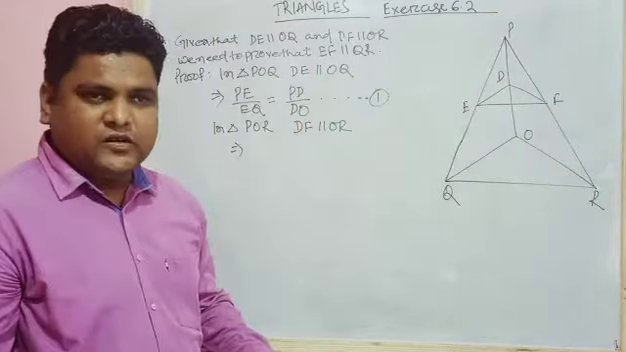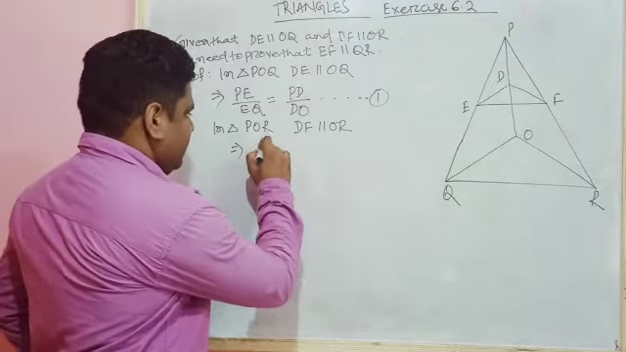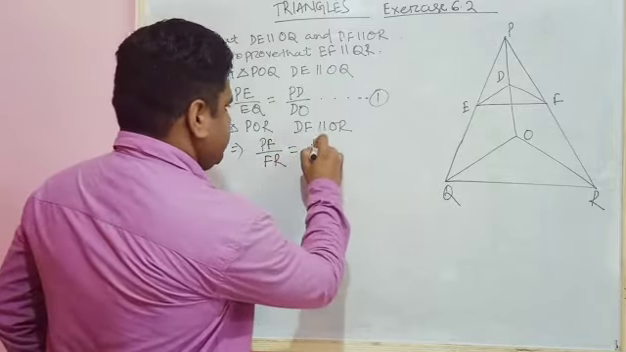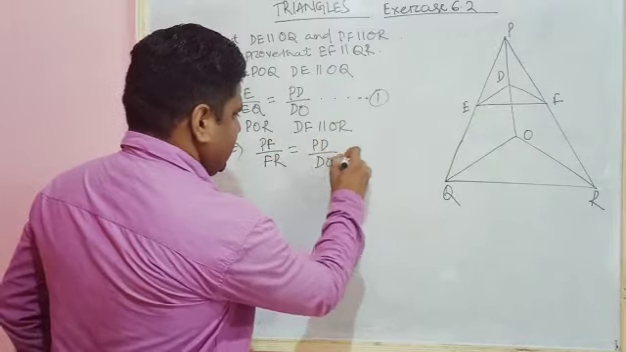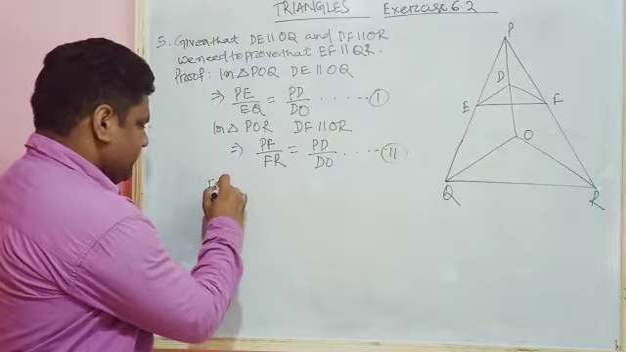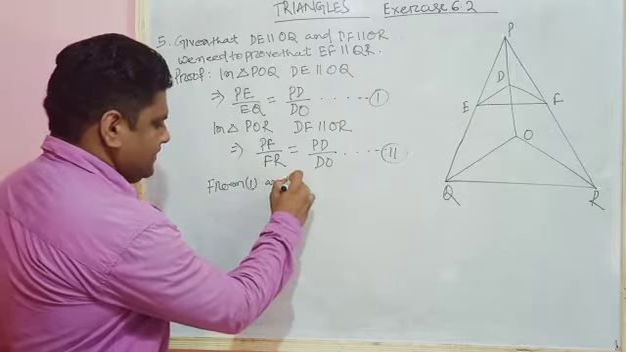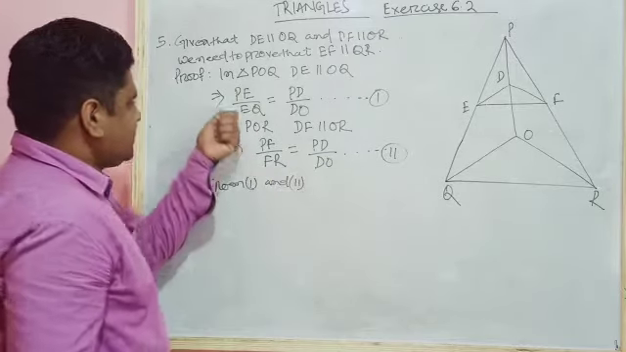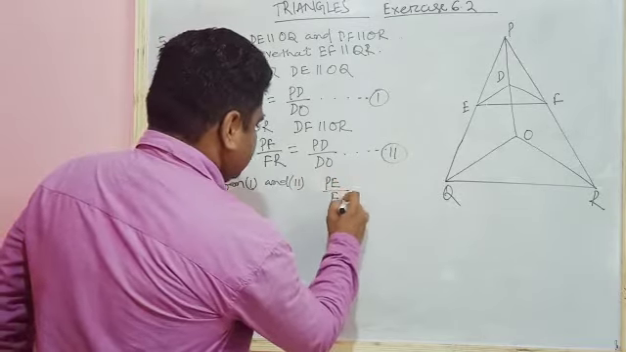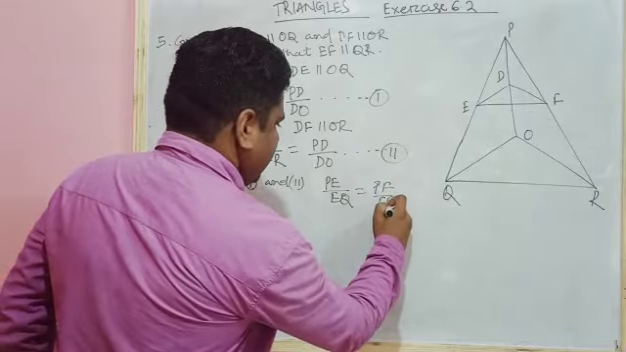Means if X equal to Y, then Y is also equal to X. PF by FR is equal to PD by DO. Let it be equation 2. See here, from equation 1 and 2, RHS are equal. So we must write LHS must be equal. PE by EQ is equal to PF by FR.